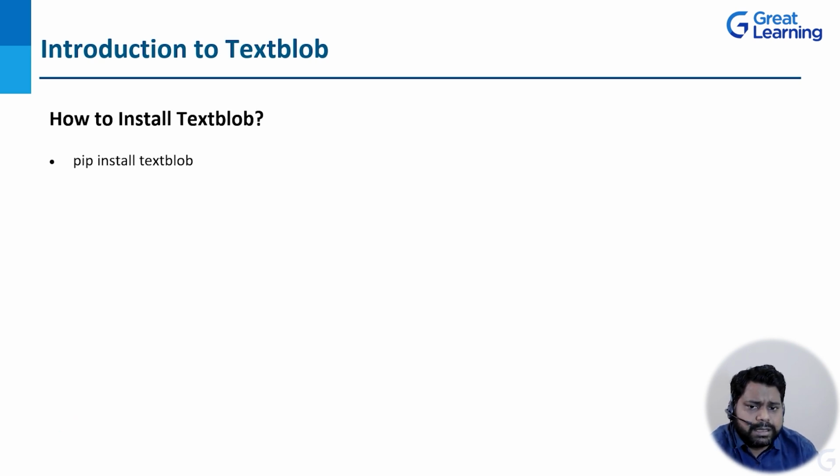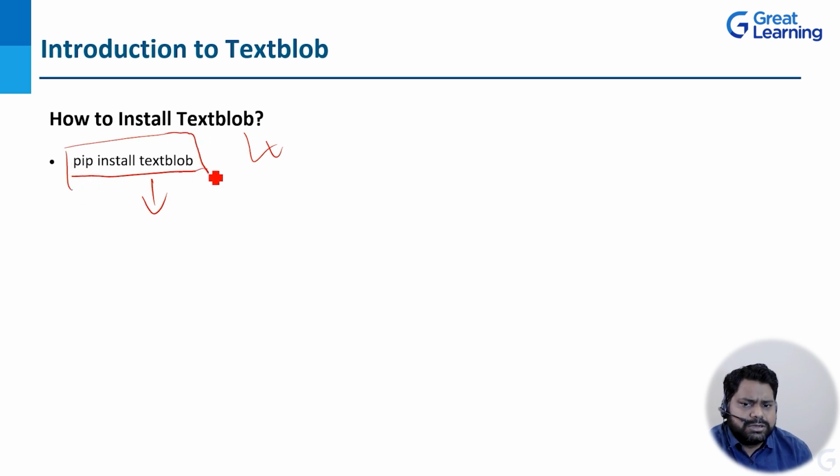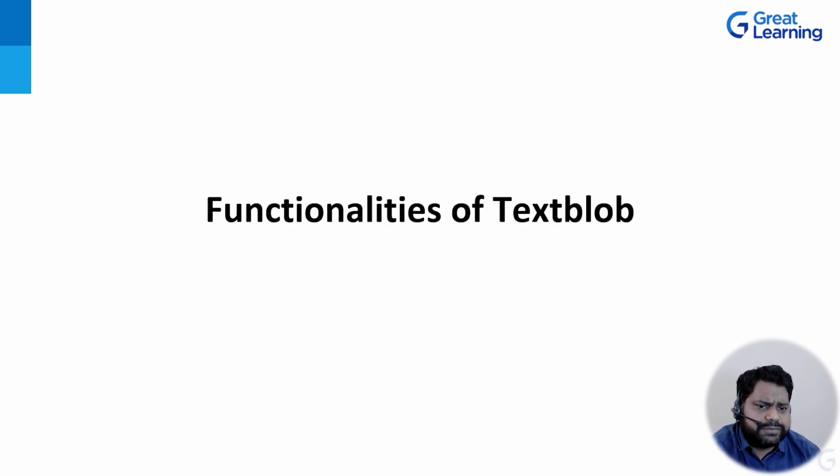So how can you install text blob? If you have Python, you can install it with the help of this command: pip install textblob. Once you do this, it will take hardly 5 minutes, based on the speed of your internet. It will get installed into your system, and then you can import textblob and use all its functionalities. For this, let's jump into Jupyter notebook and see you there.